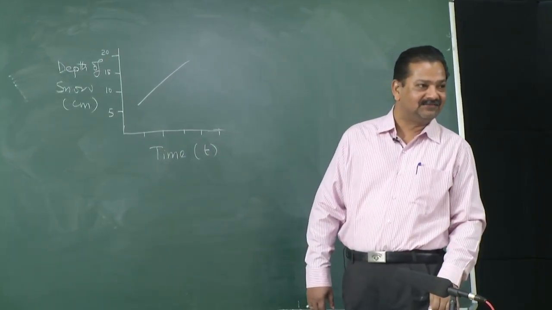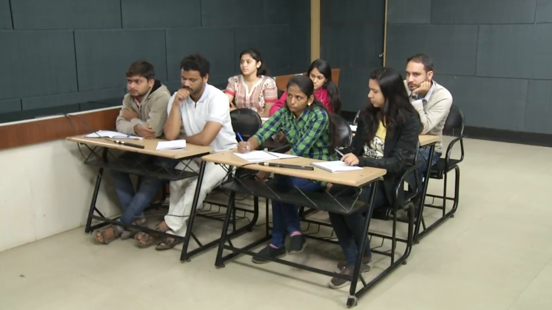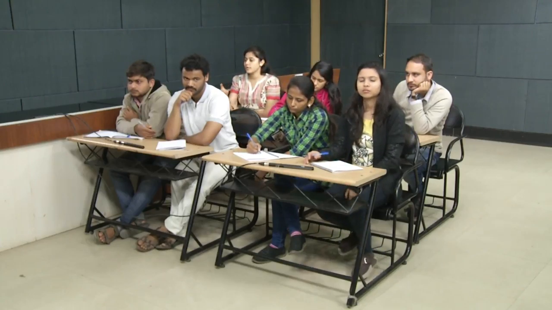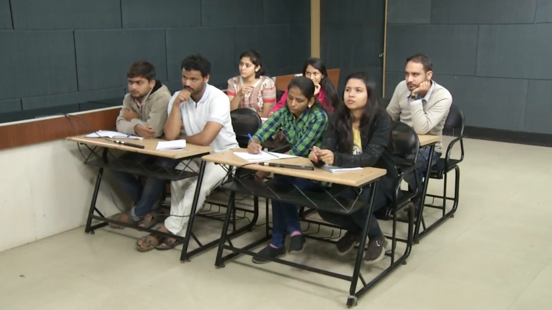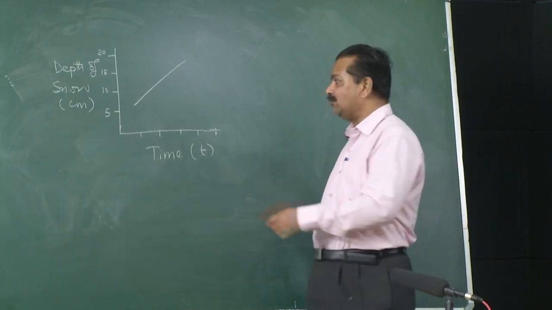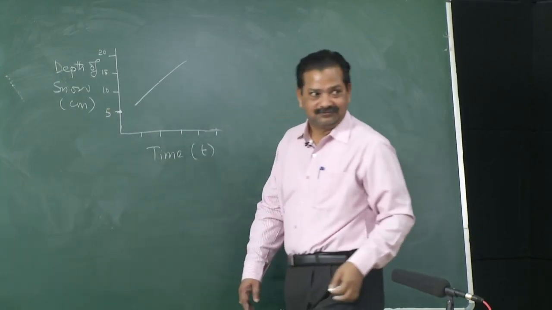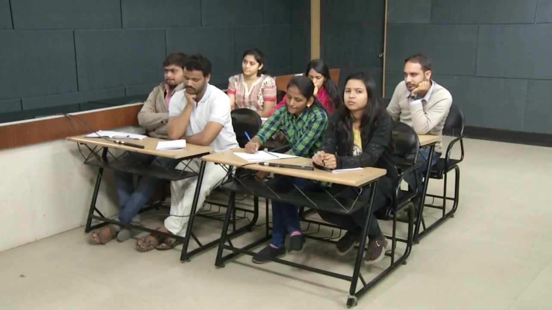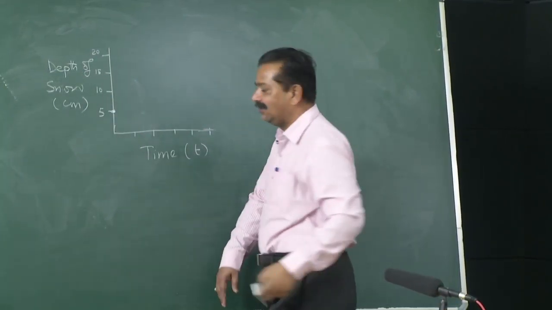Now the graph would look like this way. Somebody has drawn it this way. Robert? No. At zero value of the x axis, there will be 5 on the y axis. Okay, so the starting point would be this.